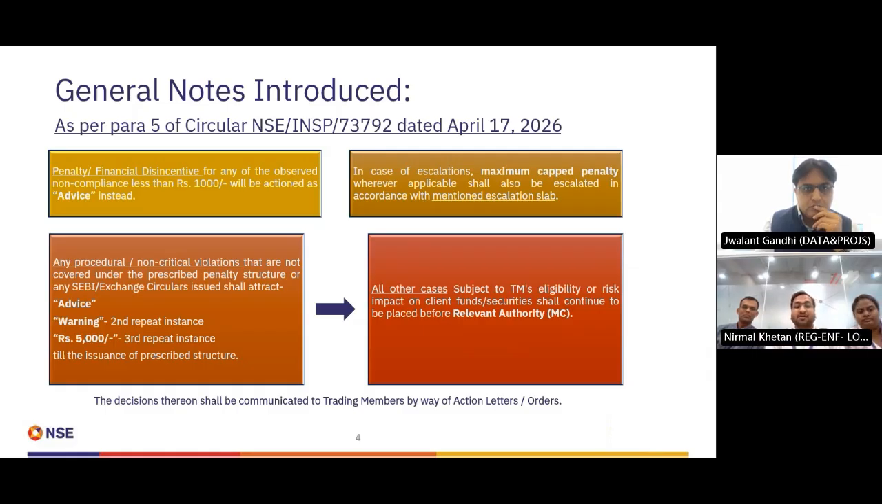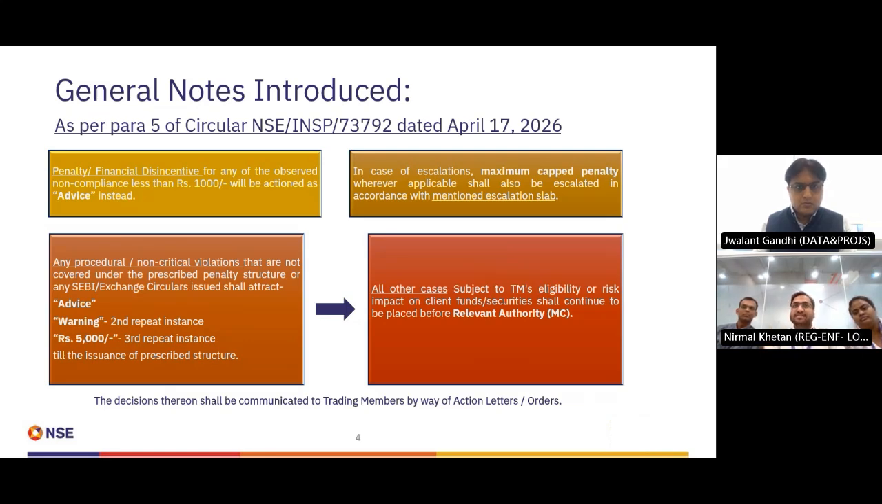Apart from it, one major change is that any non-compliance for which no prescribed structure is specified in this circular will be actioned as advice, warning, then 5,000 in case of first, second, and third repeat instance, subject to them not impacting eligibility of TM or client funds and securities. Earlier, each and every matter of such nature where there was no prescribed penalty was to be placed before the relevant authority, that is MC in our case.